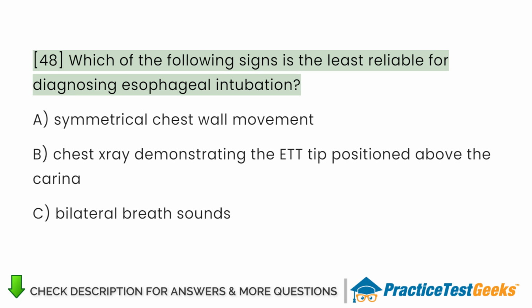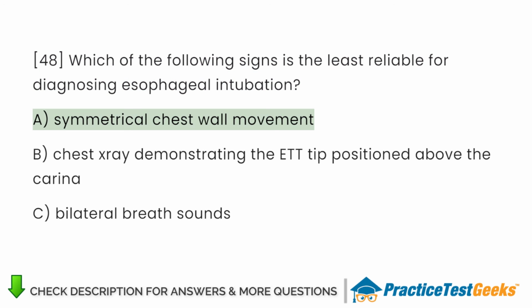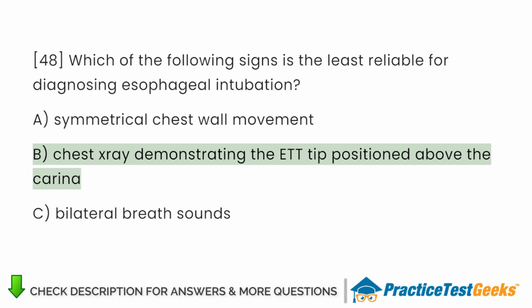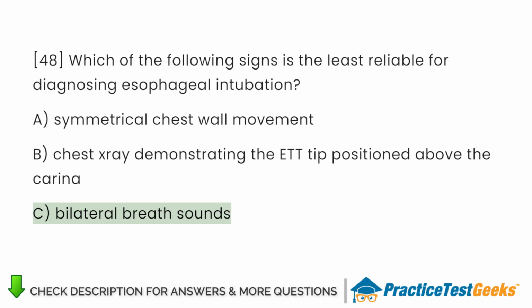Which of the following signs is the least reliable for diagnosing esophageal intubation? A. Symmetrical chest wall movement. B. Chest X-ray demonstrating the ETT tip positioned above the carina. C. Bilateral breath sounds.